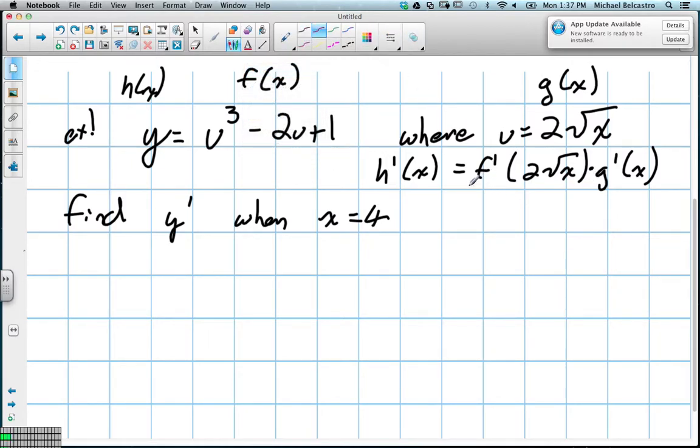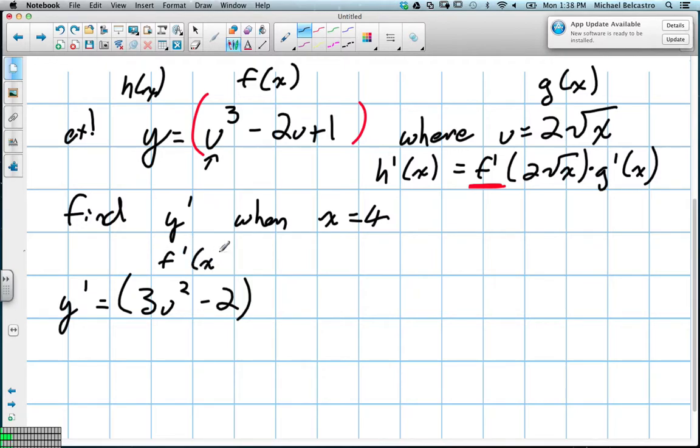According to what we have above, we need to find the derivative of our first function f at x, which is this one here. I'm going to leave it in terms of u. I'm not going to change it to x yet. y prime is equal to the derivative of this function, which is just 3u squared minus 2, and that is our f prime x. The only thing is I haven't subbed in g at x within this function. I can do that after. This is our g at x, and then it has to be multiplied by the derivative of g at x.